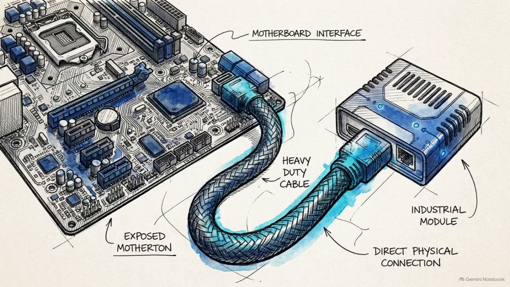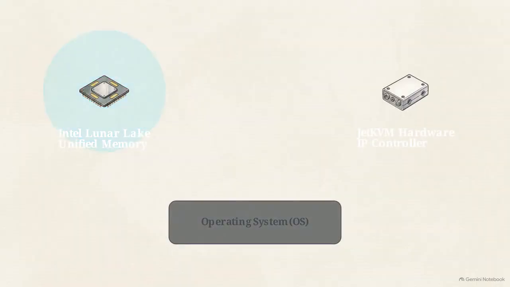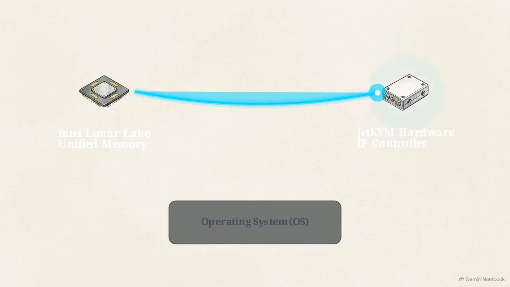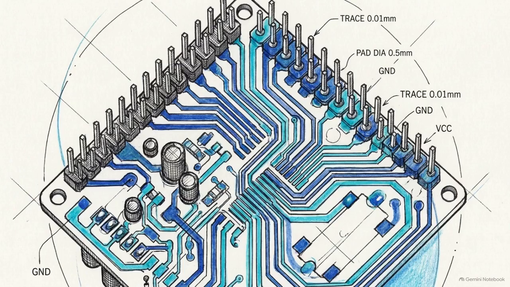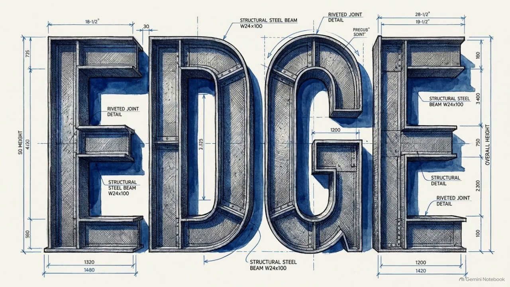The Pi IntelliJet VLM architecture bypasses the operating system entirely. It acts as a direct bridge between the unified memory of an Intel Lunar Lake processor and a JetKVM hardware IP controller. Achieving deterministic automation requires abandoning layers of software abstraction. You have to engineer directly at the hardware edge.